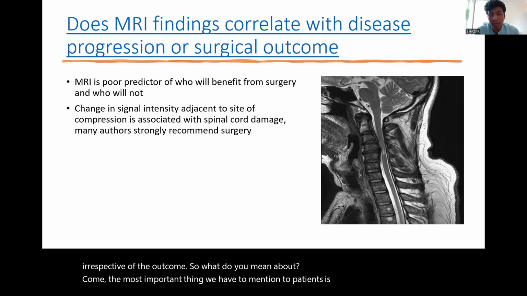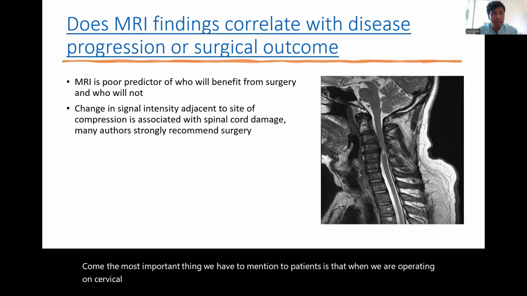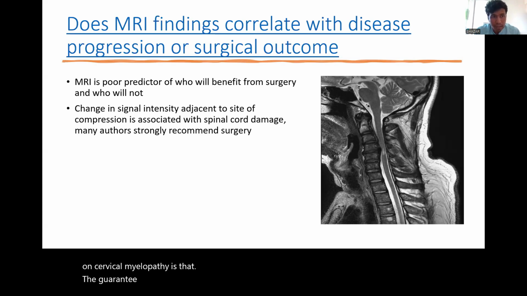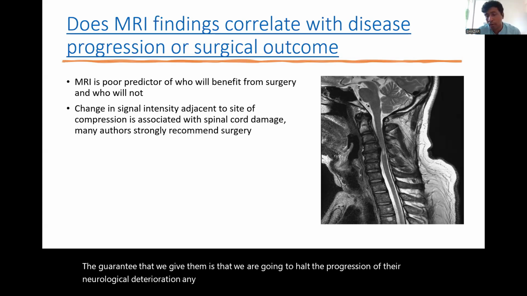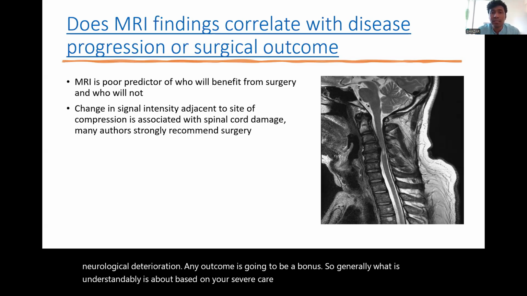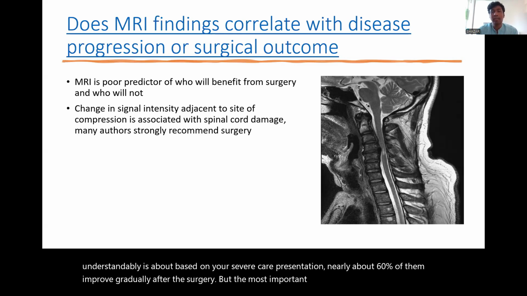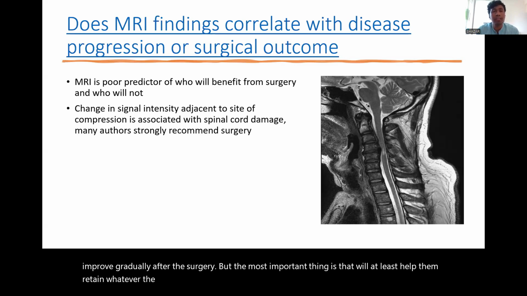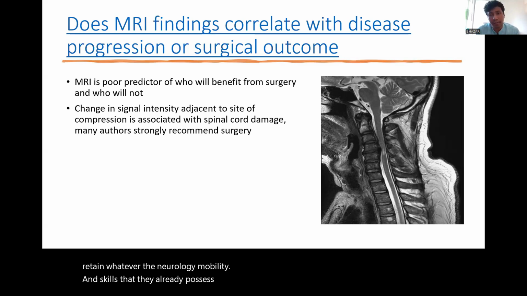When you talk about outcome, the most important thing we have to mention to patients is that when we are operating on cervical myelopathy, the guarantee that we give them is that we are going to halt the progression of their neurological deterioration. Any outcome is going to be a bonus. Based on your severity at presentation, about 60% of them improve gradually after the surgery. But the most important thing is that it will at least help them retain whatever neurology, mobility, and skills they already possess without further deterioration.